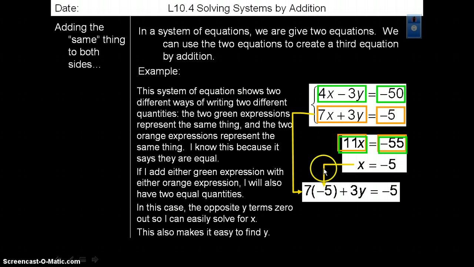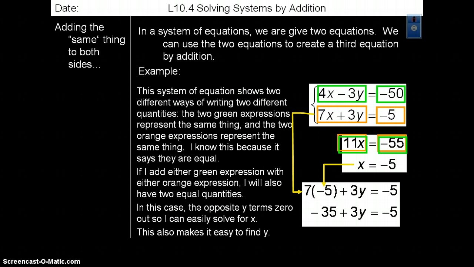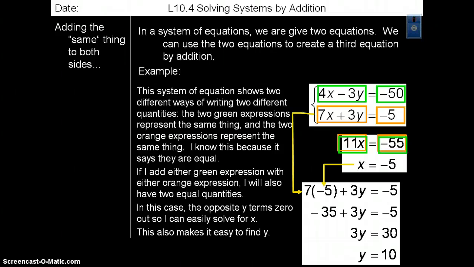And substituting our x as negative 5, we find out that 7 times negative 5 plus 3y equals negative 5, which really means that negative 35 plus 3y equals negative 5. Undoing that addition piece, we come up with 3y equals 30 by adding positive 35 to both sides, and we find out that y equals 10.